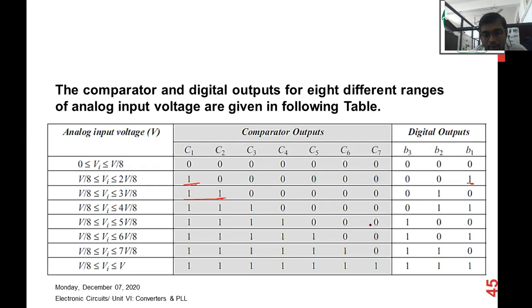So this is the final structure of this 3-bit flash type A to D converter, and this is a reference table defining the comparator outputs as well as the digital outputs. So note it down please. And we will see the practical circuit also. Here we take one IC, that is IC 74148, which is nothing but an 8:3 priority encoder, used to implement this 3-bit A to D converter.